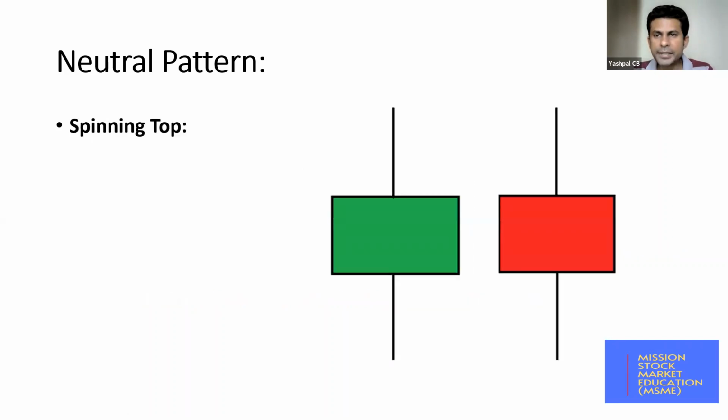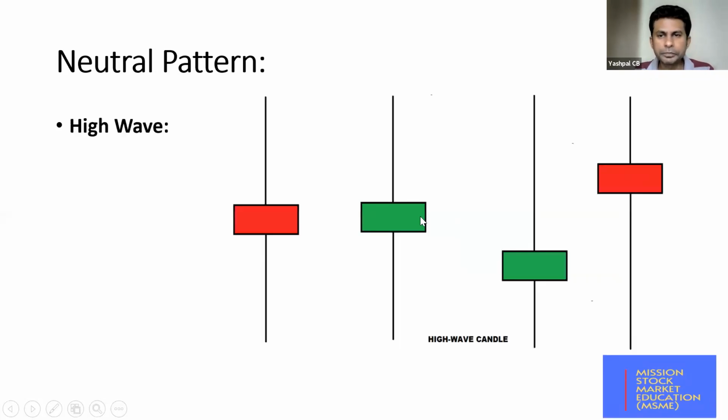Next, let us move to the next type of neutral pattern. It is called the spinning top. You can see here a small body with almost equal higher and lower wicks. It should have a small body and the higher wick and lower wick should be almost equal. It may be green or red, both are spinning tops, right?